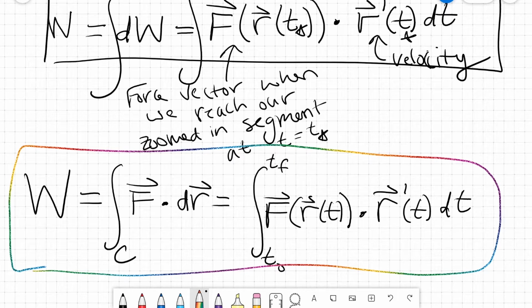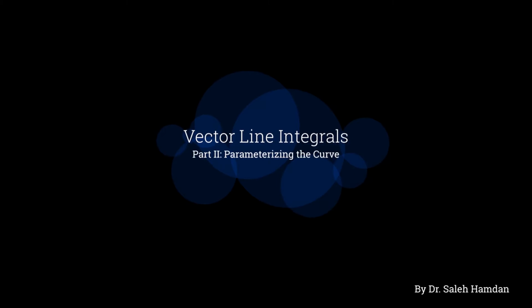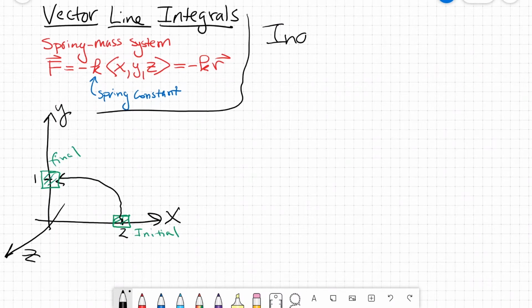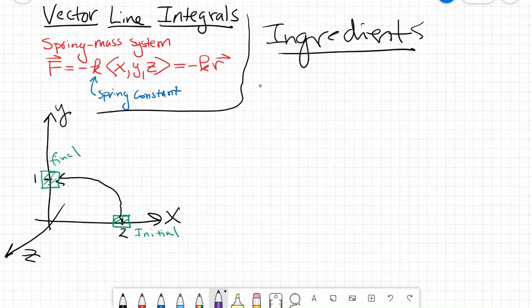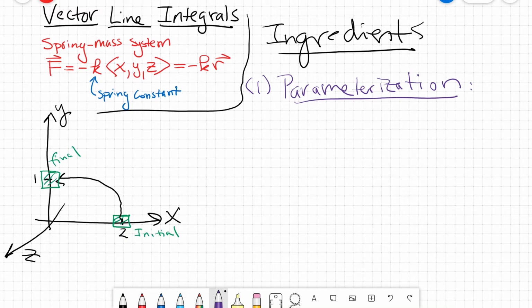Let's now use this formula to compute the work that the spring does on the mass as it follows the trajectory from the x-axis to the y-axis in this elliptical path. So the first ingredient that we should consider for computing vector line integrals is the parameterization. In order to obtain the parameterization for our curve, notice that our curve is moving counterclockwise with a semi-major axis of 2 along the x-axis and a semi-minor of 1.